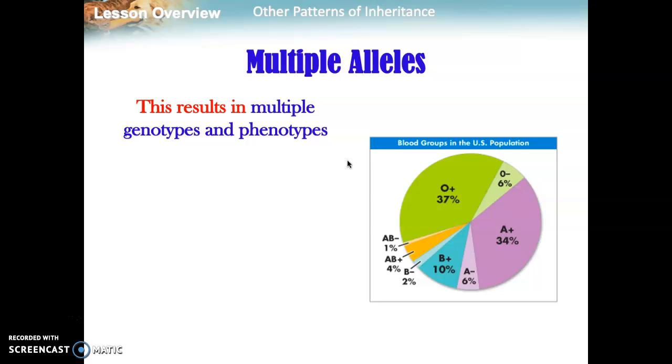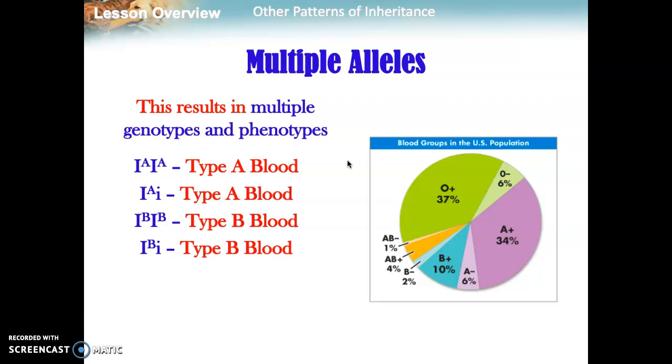This does result in multiple genotypes and multiple phenotypes. We mentioned earlier there are 4 possible phenotypes. There are more than 4 possible genotypes, so we'll get through all of that here. If you have type A blood, you can be pure for type A blood, which means you have 2 dominant A alleles, or you can be heterozygous, a dominant A and a recessive O. For B blood, same thing. You can be pure dominant, or you can be heterozygous.